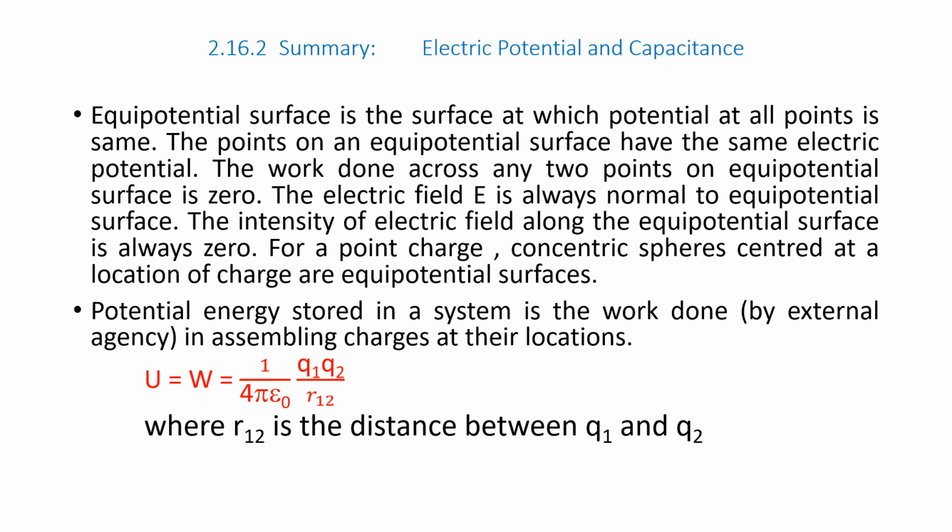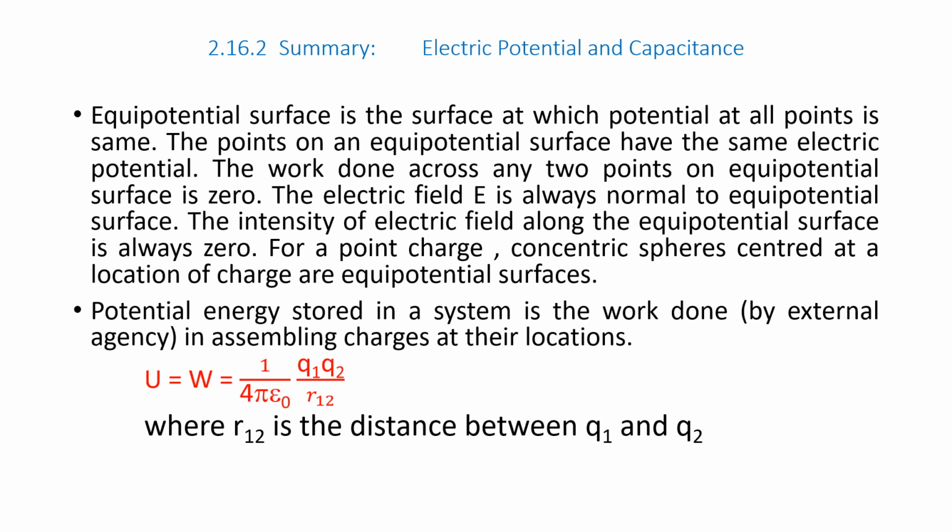So if you draw a normal at a point on equipotential, it represents electric field. The intensity of electric field along the equipotential surface is always 0. So here the intensity is also 0. For a point charge, concentric spheres centered at a location of charge are equipotential surfaces. Suppose a charge is located at the center, its equipotential surface is represented by a concentric sphere.